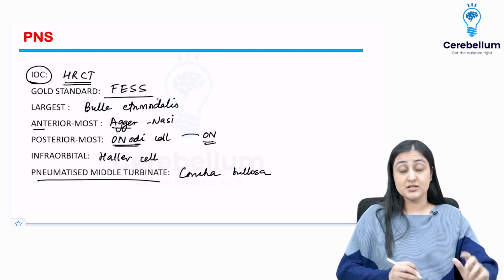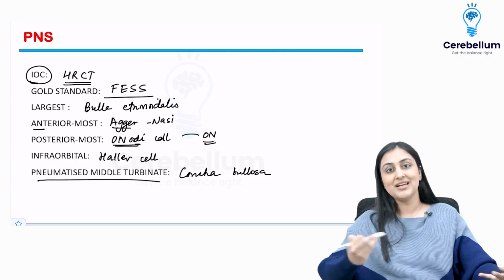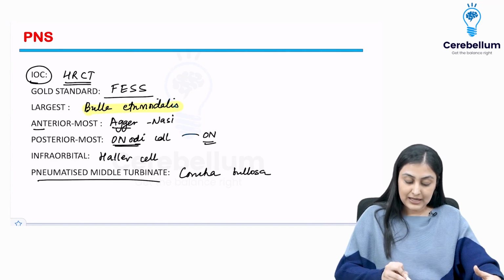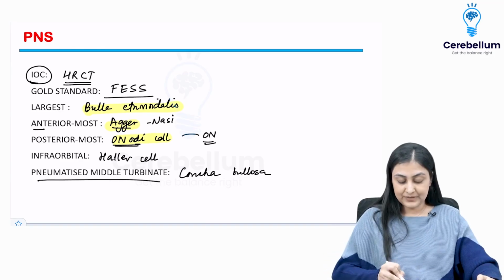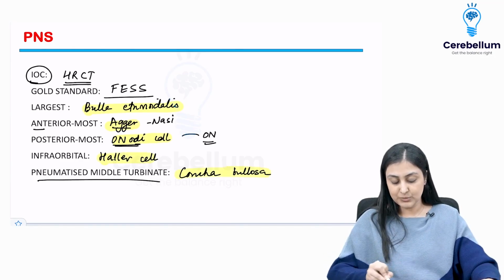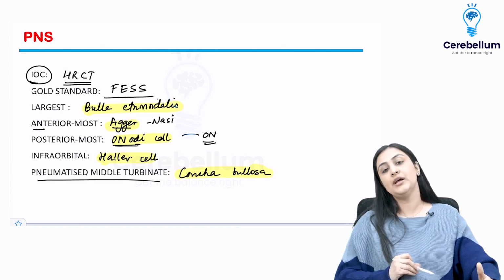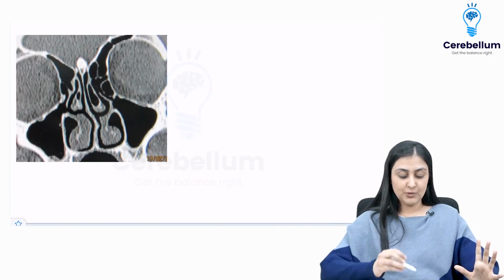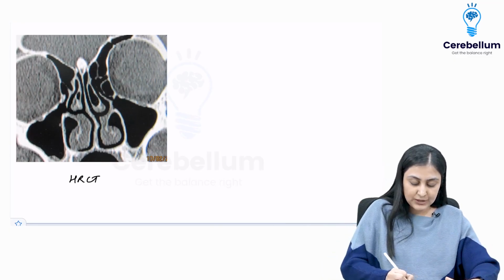So the first part is to get oriented and acquainted to these names, and then comes the identification. So bulla ethmoidalis, largest. Aage, agar nasal, Onodi, posterior. Infra is Haller, and pneumatized middle turbinate. When the middle turbinate also has air, that is called concha bullosa. So now we are going to be looking at all of them. First, I want you to get oriented to this image. This is the HRCT coronal image.